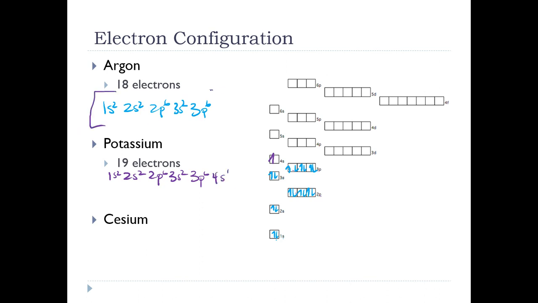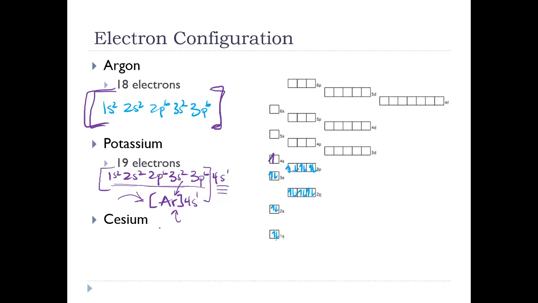Notice that all of these guys of argon are also in potassium, because potassium has all the same electrons that argon has, just one more. So sometimes we write a shortcut, and instead of writing all of that, I can say everything that argon is, in brackets, plus 4s1.